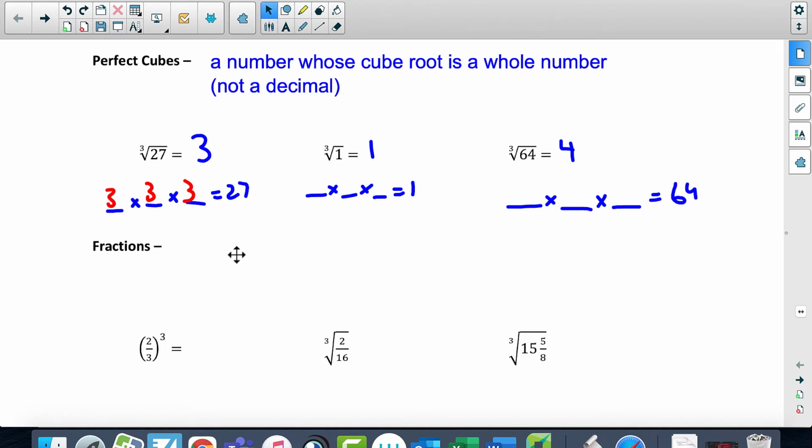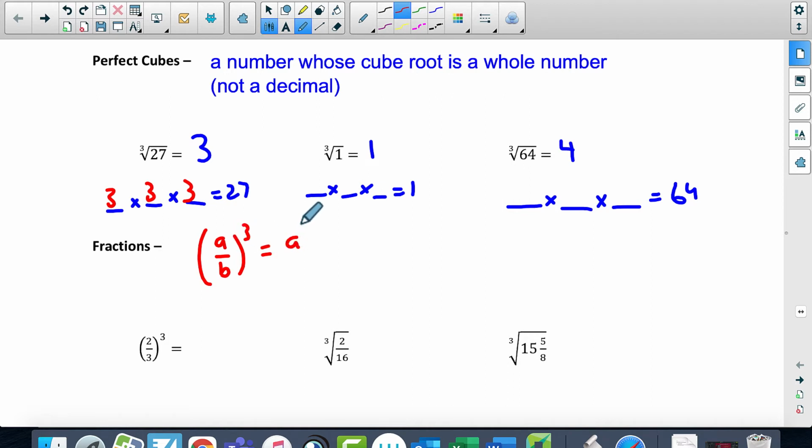Fractions. Well, fractions we did before with square roots. It's exactly the same for cube roots. If you have a fraction like a over b, I know those are letters, but those can represent any number, and you're cubing it, remember that was equal to? You could cube the top number and also cube the bottom number, right? And the other way, if we are cube rooting a fraction, so I'll put a over b for my fraction, same sort of thing. You could cube root just the numerator and cube root just the denominator.